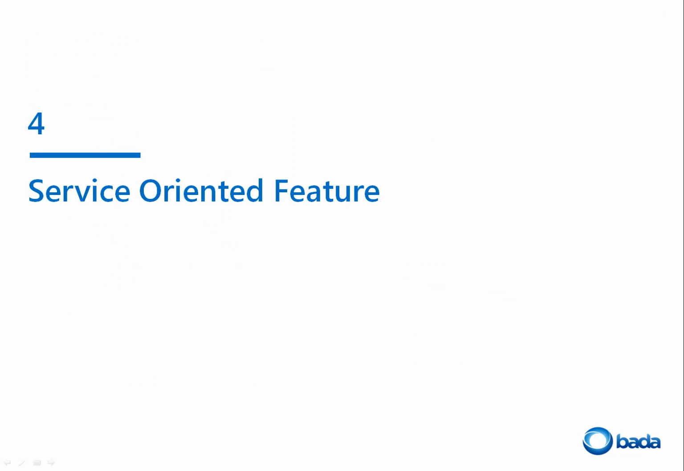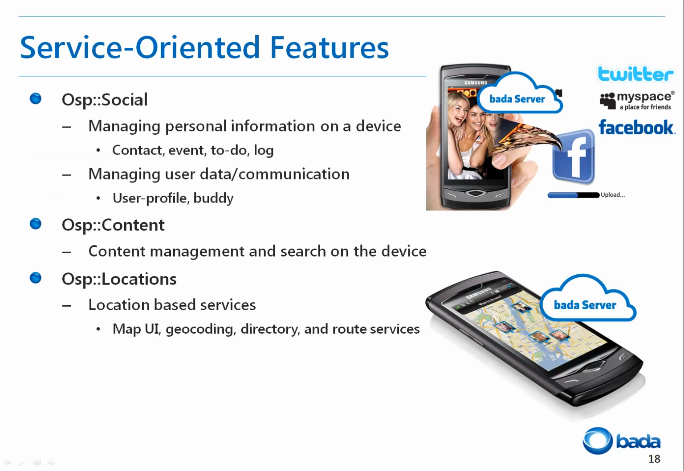Some features in Bada are service-oriented and require support from Bada servers. Let's see the service-oriented features that are available in Bada. The service-oriented features allow an application to easily exchange various types of information with the Bada server. The OSP Social namespace and its sub-namespaces allow you to create applications that enable people to share data and interact with each other in two ways: managing personal data on the device, such as the address book and calendar, and sharing and interacting with each other. Based on this distinction, the Social namespace consists of both device features and server-assisted features.